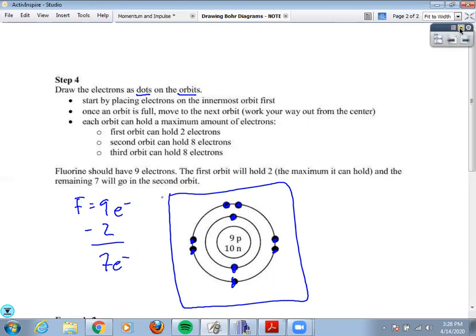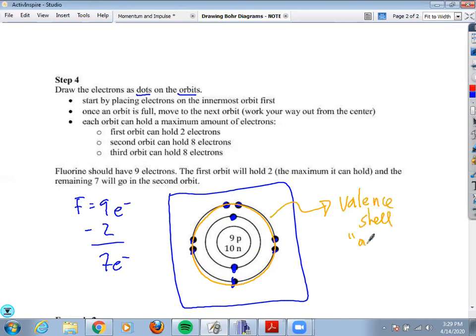Now it's worth noting that the outermost shell, the last shell in any Bohr diagram, is called the valence shell, which means outermost. And therefore, the electrons found in the valence shell are called valence electrons. These electrons are very important. They form the basis for chemical reactivity. You'll learn a little bit more about that in grade 10, and certainly more in grade 11 chemistry.